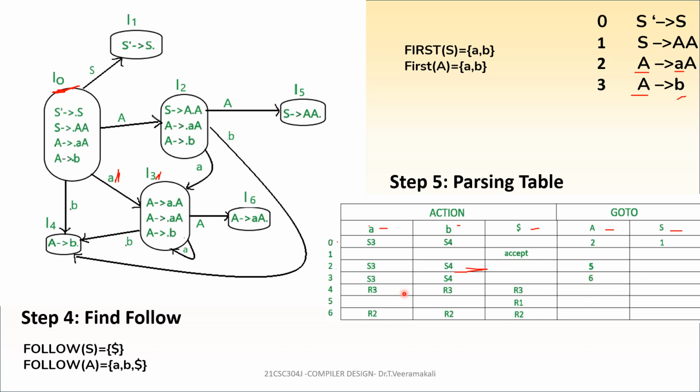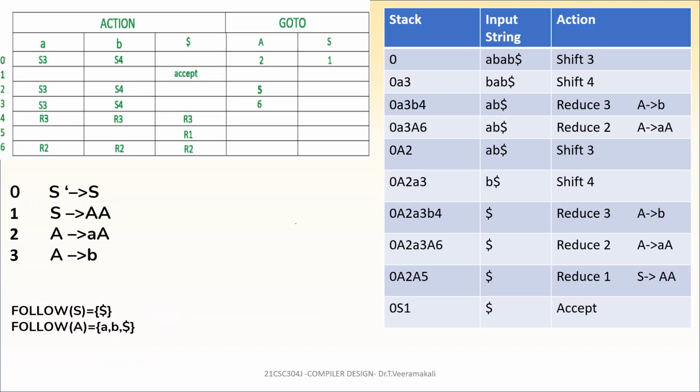So once you find this parsing table, you have to check whether the input ab is possible to generate using the grammar which is given here. Okay. So for that we need to use the stack implementation. So in the stack implementation, the table contains three columns. One is stack, another one is the input string, and the action. So initial stack will be 0.